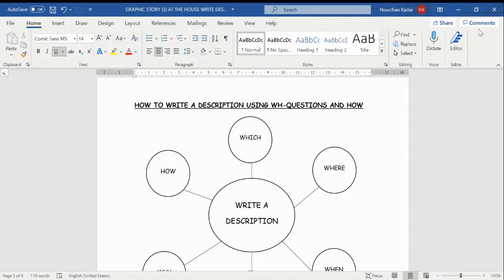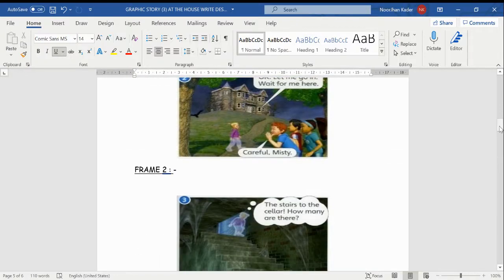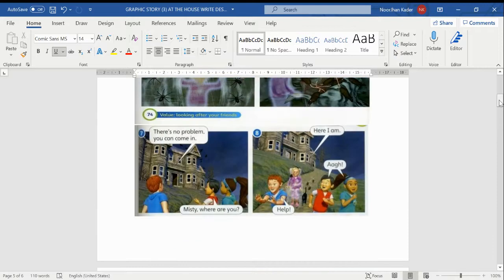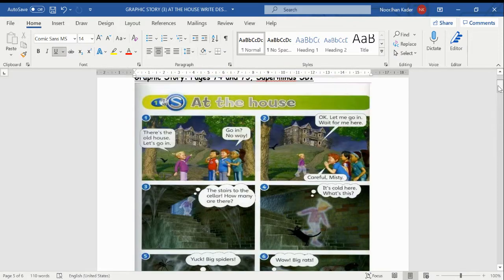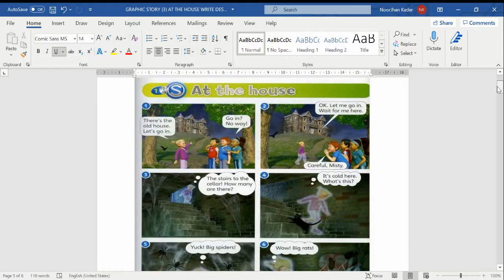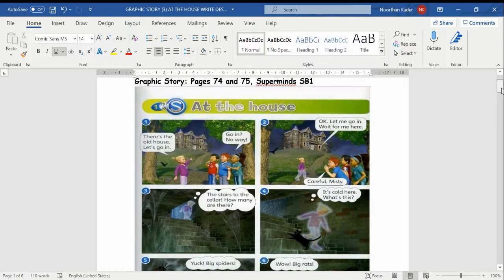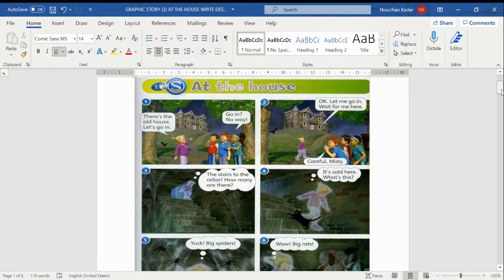So when you see the graphic story here, on the whole, when you actually see from the start, at the house, okay, this is the title, at the house. The title itself suggests that the whole graphic story is actually talking about the house. But then you also have to look at each frame. You have to understand, okay, it's all about the house. The first frame talking about the house.